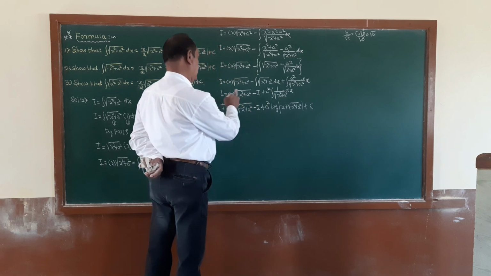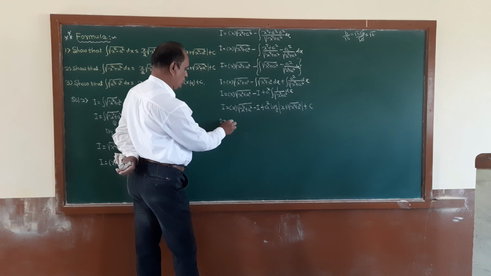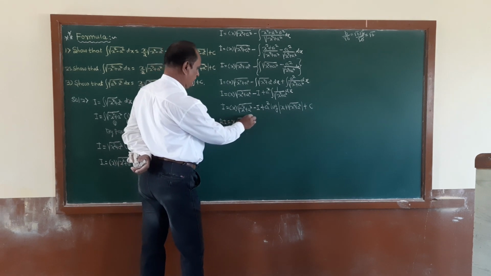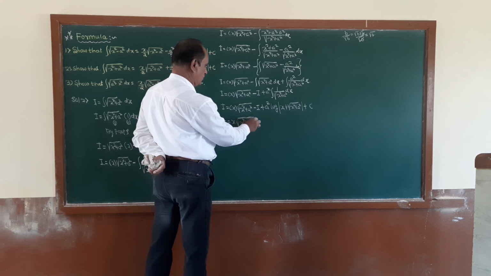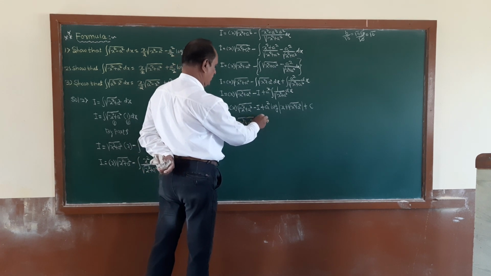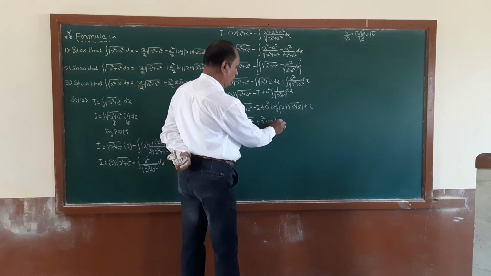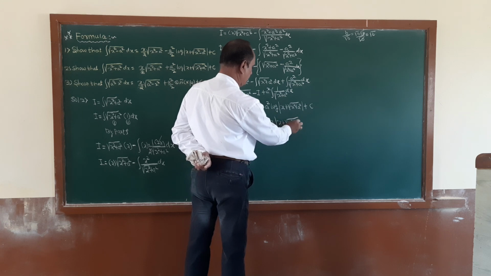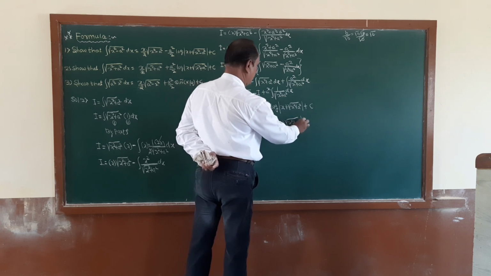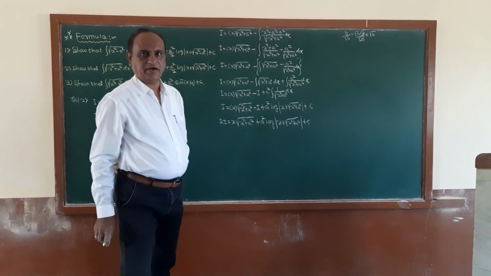Taking this minus I to this side, totally I plus I means 2I is equal to x into the square root of x square plus a square, plus a square multiplied by log of mod of x plus the root of x square plus a square, plus a constant, c. And at the end, do it.